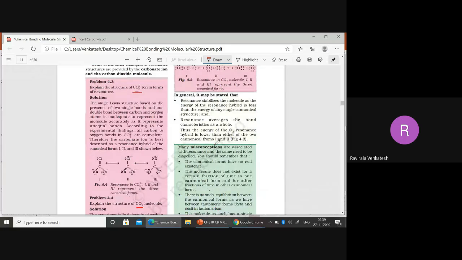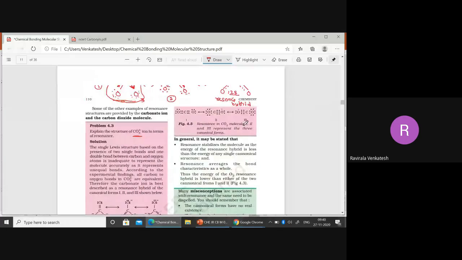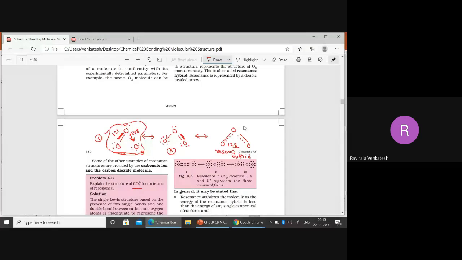Now, resonance stabilizes the molecule as the energy of the resonance hybrid is less than the energy of the single canonical structure here, isn't it? For example, this is a canonical structure of what? Ozone. This is the first canonical structure of ozone, right? Now, this will have more energy when you compare with the stabilized resonance hybrid. This will have less energy.